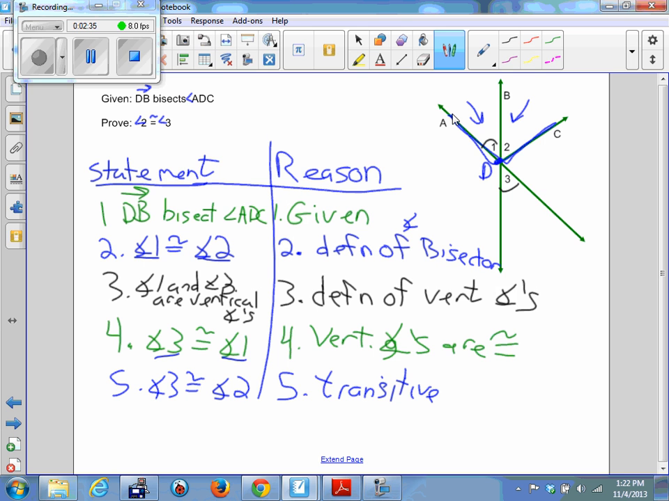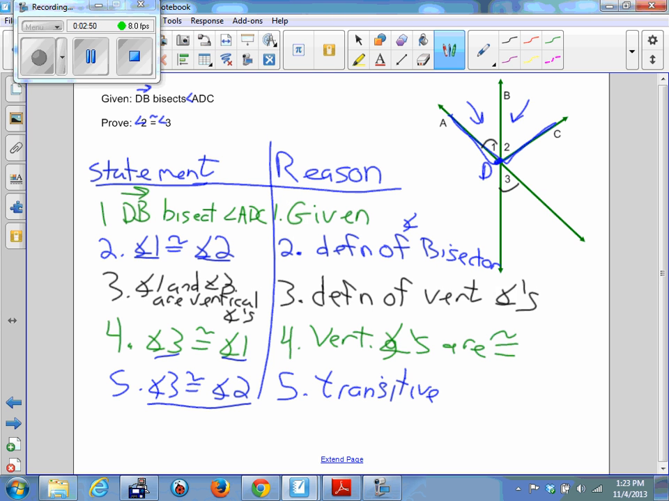That's why I wrote the 3 first. 3 is congruent to 2. I'm sorry, 3 is congruent to 1. 1 is congruent to 2. Therefore, we can state this final statement that 3 is congruent to 2.